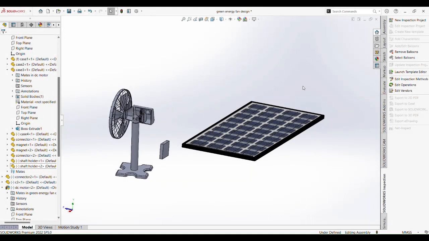So this is our design. We call it the green energy fan. The purpose of this design is to reduce the consumption of energy, as a fan is a frequently used electrical appliance.